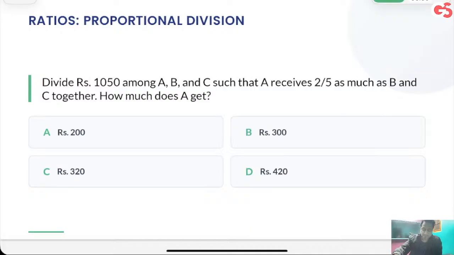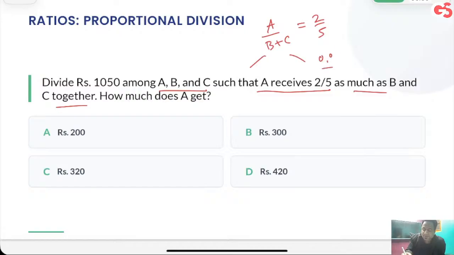All right. Divide rupees 1050 among A, B, and C such that A receives 2 by 5 as much as B and C together. So A upon B plus C should be equal to 2 by 5. If B and C combined receive 5, A will receive 2. We need to divide 1050. How much does A get? If someone asks how much B or C gets, I won't be able to answer, because I don't know the ratio of B and C. I can get the value of A.